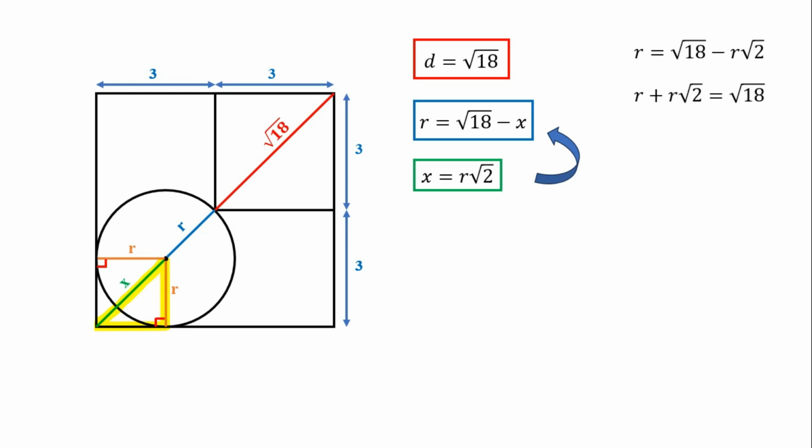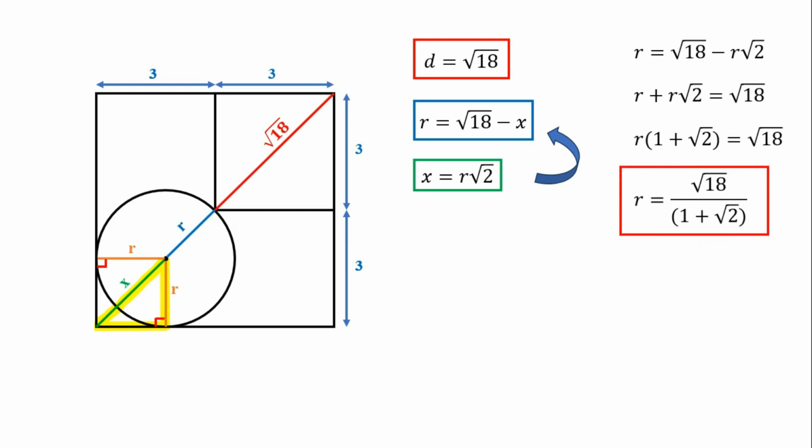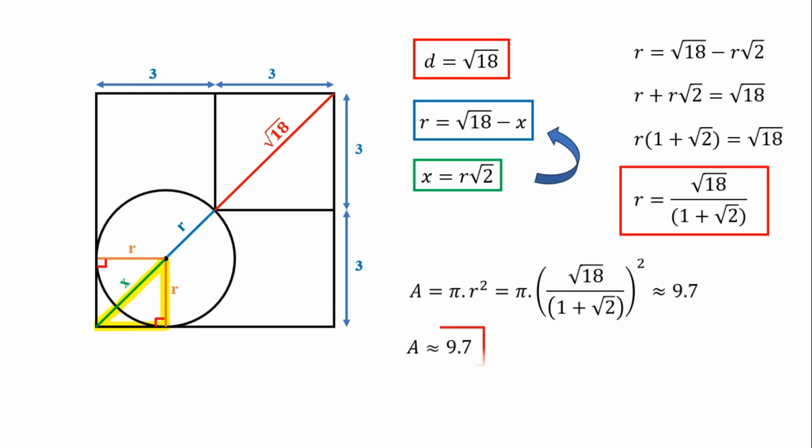Move all the terms containing r to one side. Factor out r. Then divide both sides by 1 plus the square root of 2. This gives us the exact value of the radius. Finally, the area of the circle is pi times r squared. Substituting the value of the radius into the formula, we find that the area of the circle is approximately 9.7 square units.